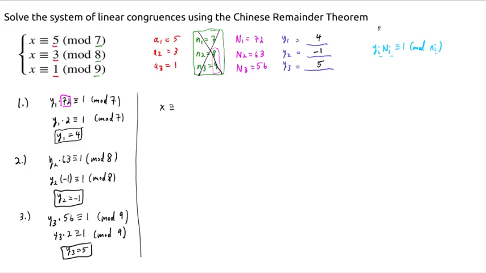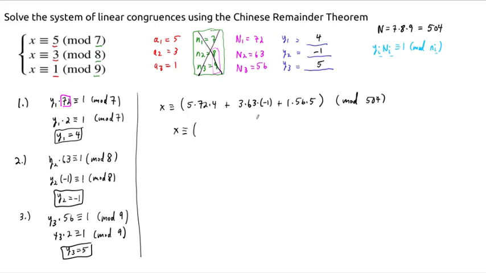So one thing we should say is that our capital N is 7 times 8 times 9, and if you multiply that out, you will get that this number is 504. Okay, and so when we multiply across here, we have 5 times 72 times 4 plus 3 times 63 times negative 1 plus 1 times 56 times 5. And this should all get reduced modulo 504. By the way, any number we get here is acceptable, but it's always good to have it reduced in the modulo space. And so I'm going to just write down what the answer is to this.